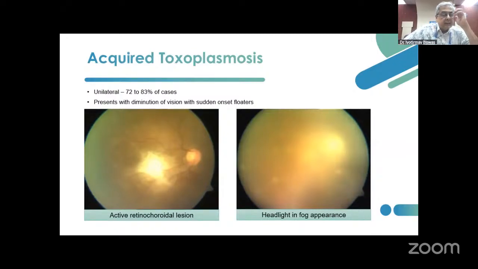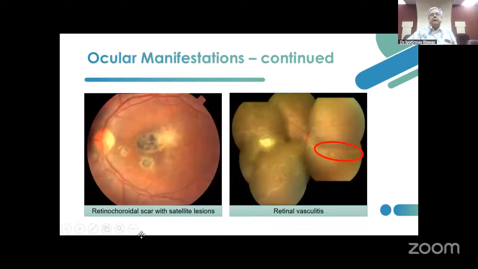This is unilateral in 70 to 83% of cases, and presents with dimness of vision and sudden onset of floaters. So the main complaint is floaters, and when you start looking at the lesions, you will see the headlight in the fog appearance, like a car headlight in the fog, with a toxoplasma lesion sitting on the back of the fog. And this is acquired toxoplasmosis, a recurrence of a congenital scar, and by the side of it you can see a recurrence of toxoplasmosis. And this is retinal vasculitis, and you can see the toxoplasma lesion over here. Beyond the lesions, you can see the retinal vasculitis, sclerosis arterialis.